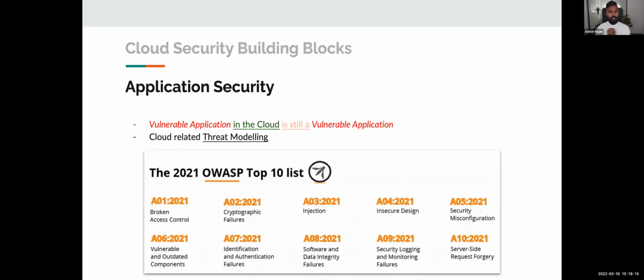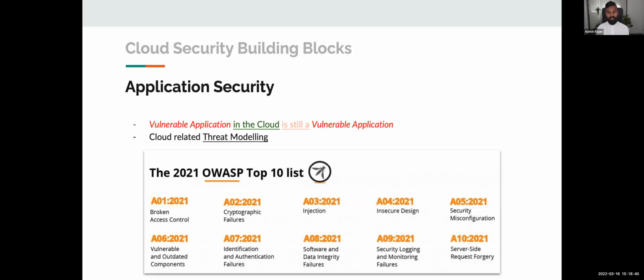For people who may be aware of OWASP, the Open Web Application Security Project, it's a free community, anyone can be part of it. Every year or so, they bring out the top 10 security vulnerabilities that they find in most applications across the world. They did an update in 2021.